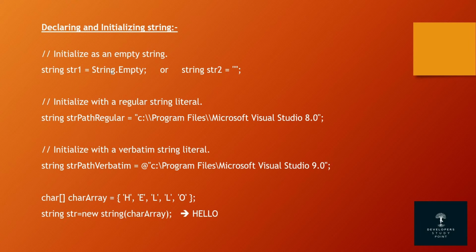Here I show you the string. Now we are initializing the value of the string as empty. Then with a regular string path, or we can also do it with the help of verbatim literals. And the last one is a character array. As I told you, a string is a collection of characters, also called an array of characters. So here I can show you examples of this.